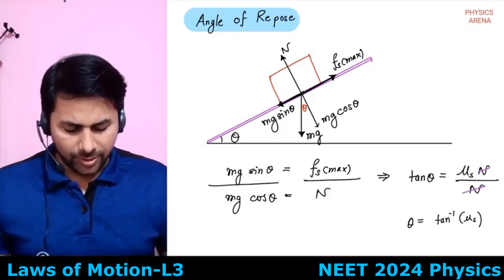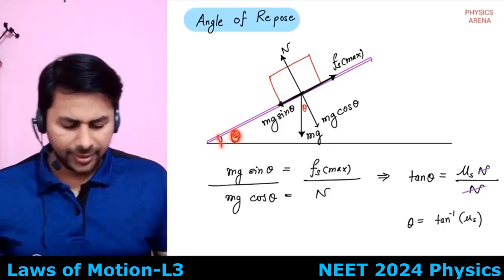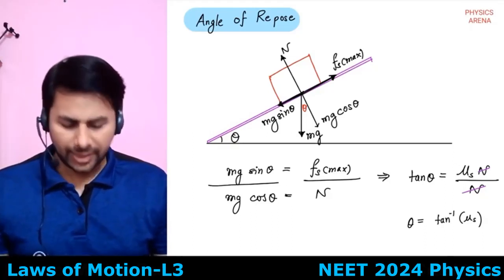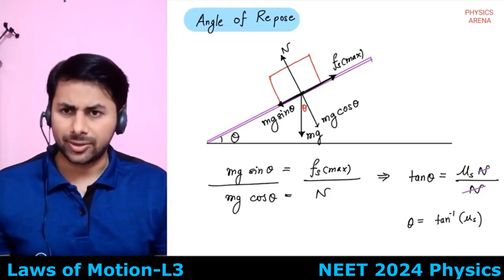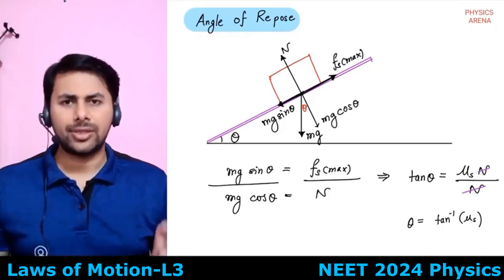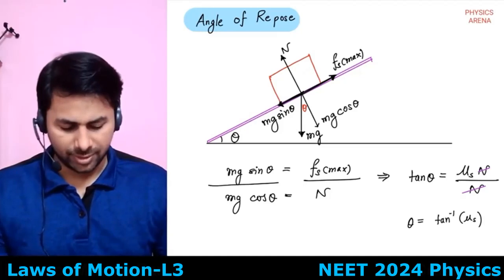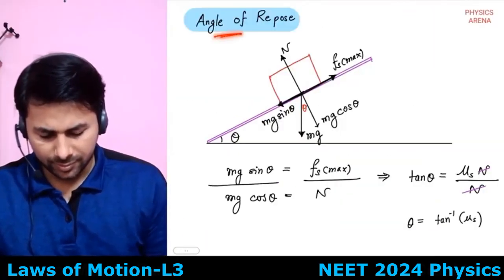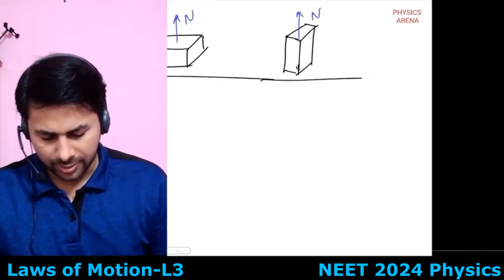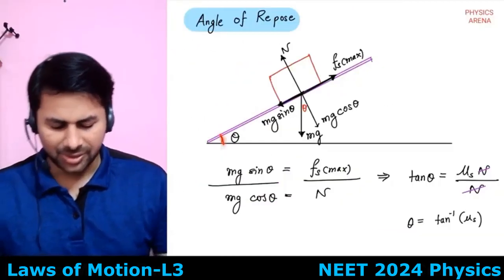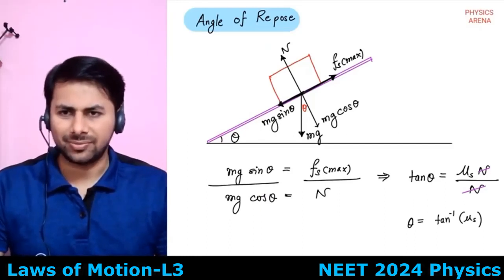Okay, so it happens at a particular angle. That angle is known as the angle of repose. And the angle of friction and the angle of repose have the same value.